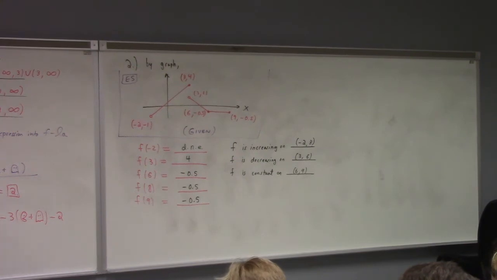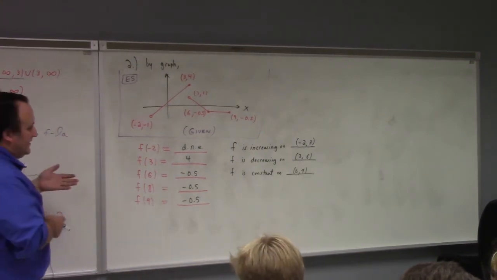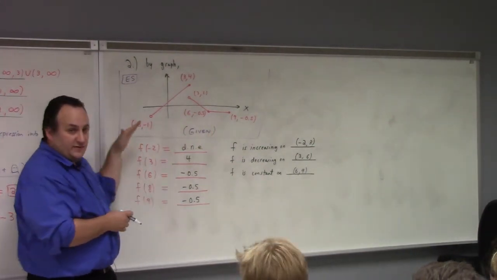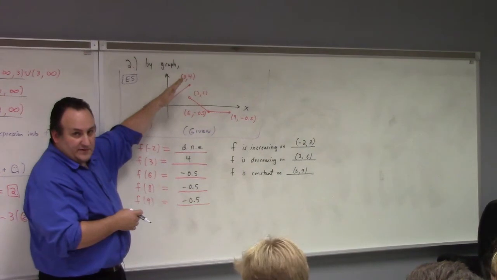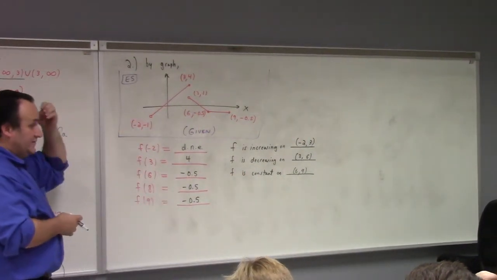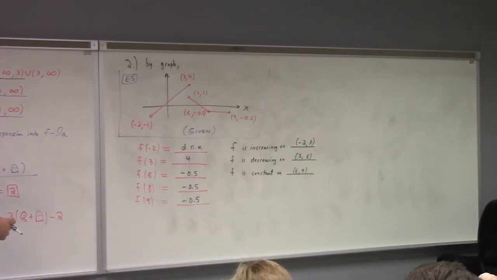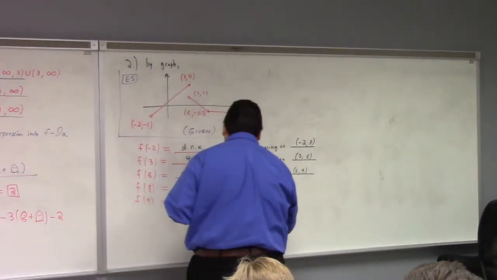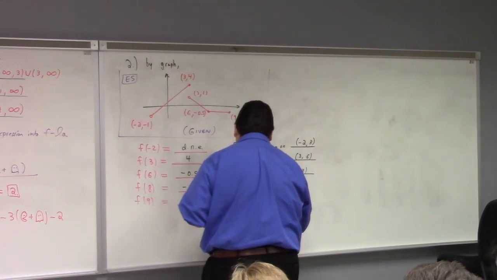So increasing, decreasing. When you're thinking about decreasing and increasing, you have to think about reading the graph left to right. It's increasing if the graph is going up. It's decreasing if the graph is going down. That's pretty much it. Constant, self-explanatory. Okay, so now the main event here. What's the domain? What's the domain of f of x here?